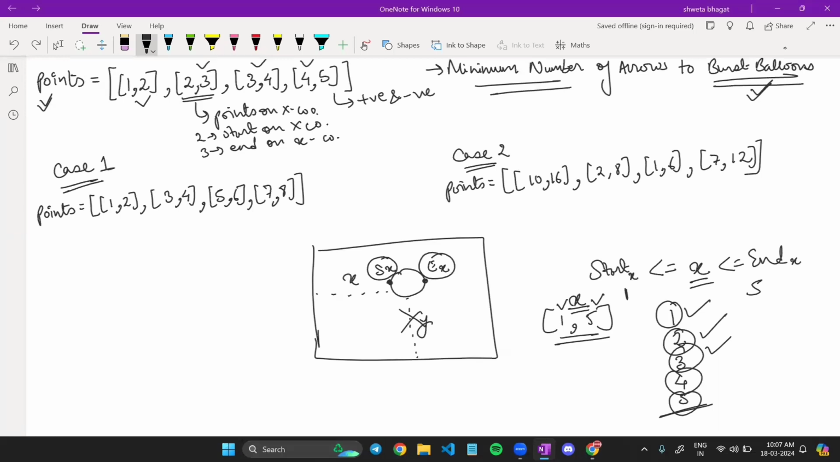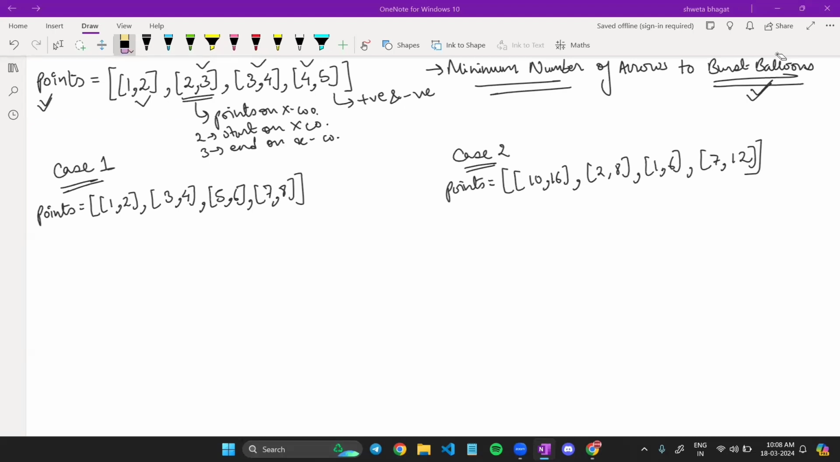Additionally, it is mentioned in the question that if we shoot an arrow and it has a balloon in its path, then it will burst the balloon and continue to move forward. And if it has one more balloon in its path, it will again burst that balloon and continue to move forward. So it means that as many balloons as are in the path of the arrow, it will burst all of them, and it will continue to travel on its path.